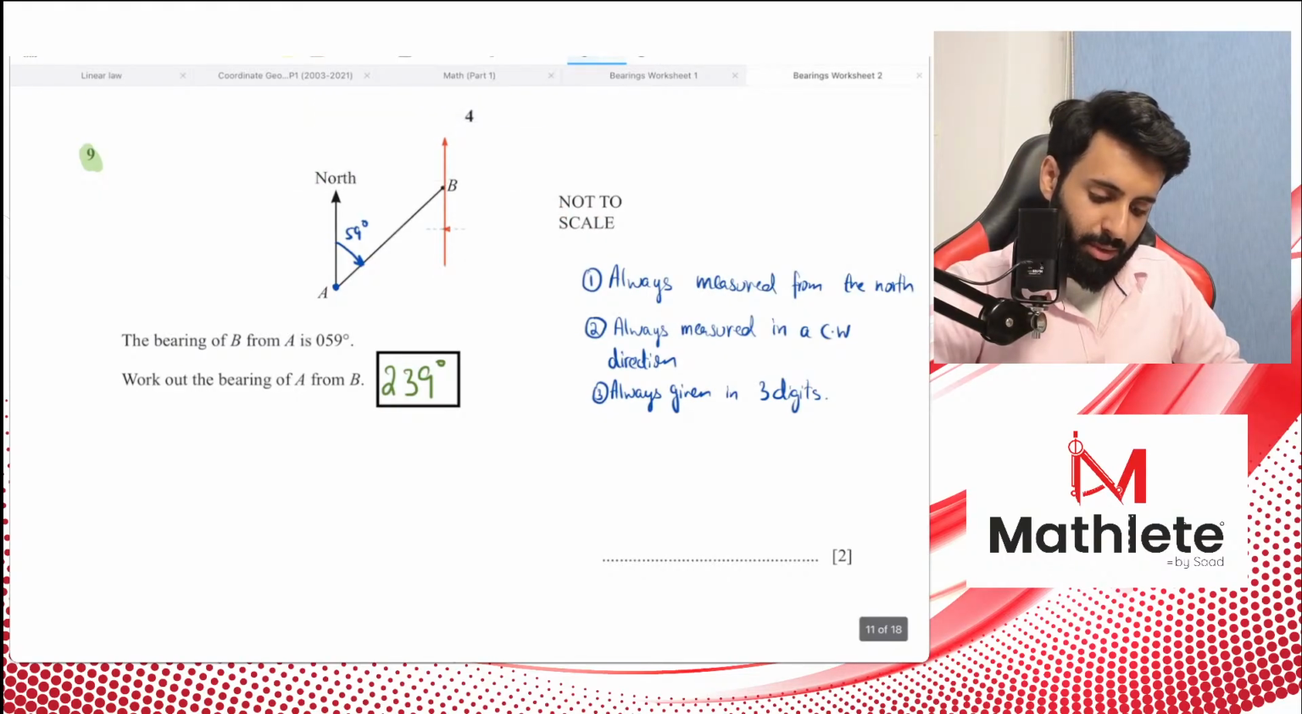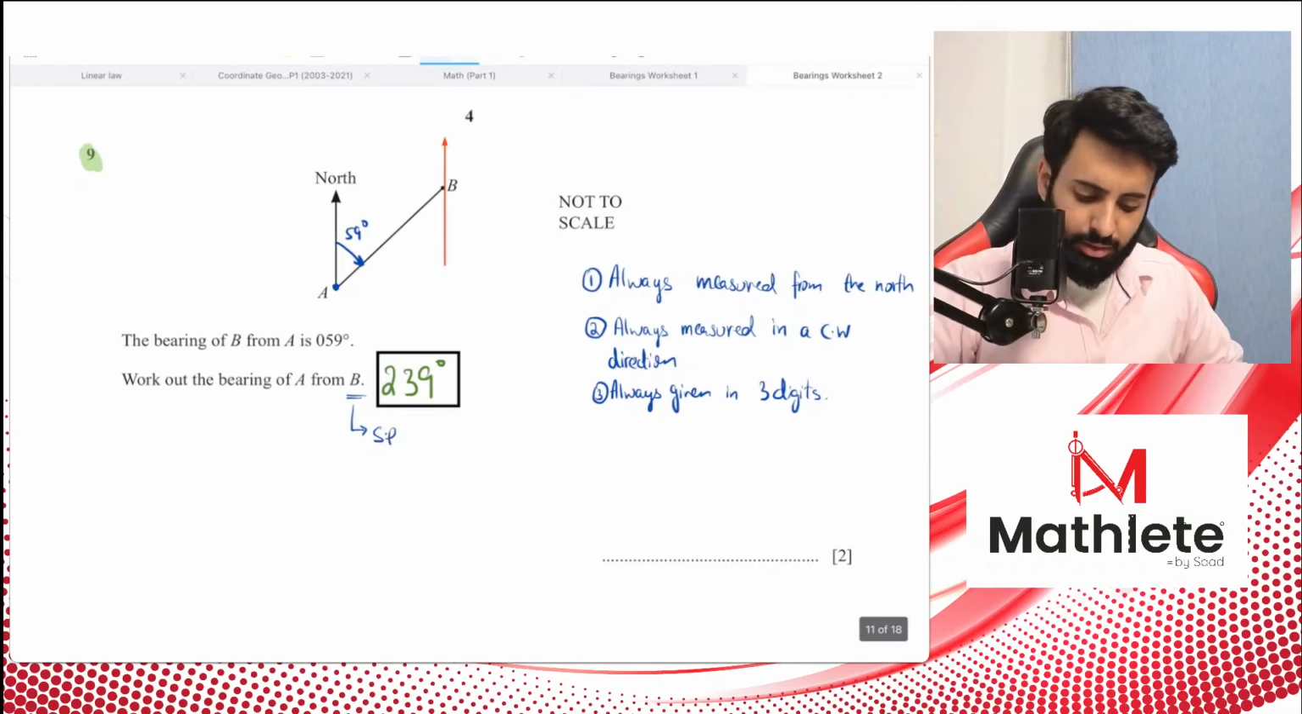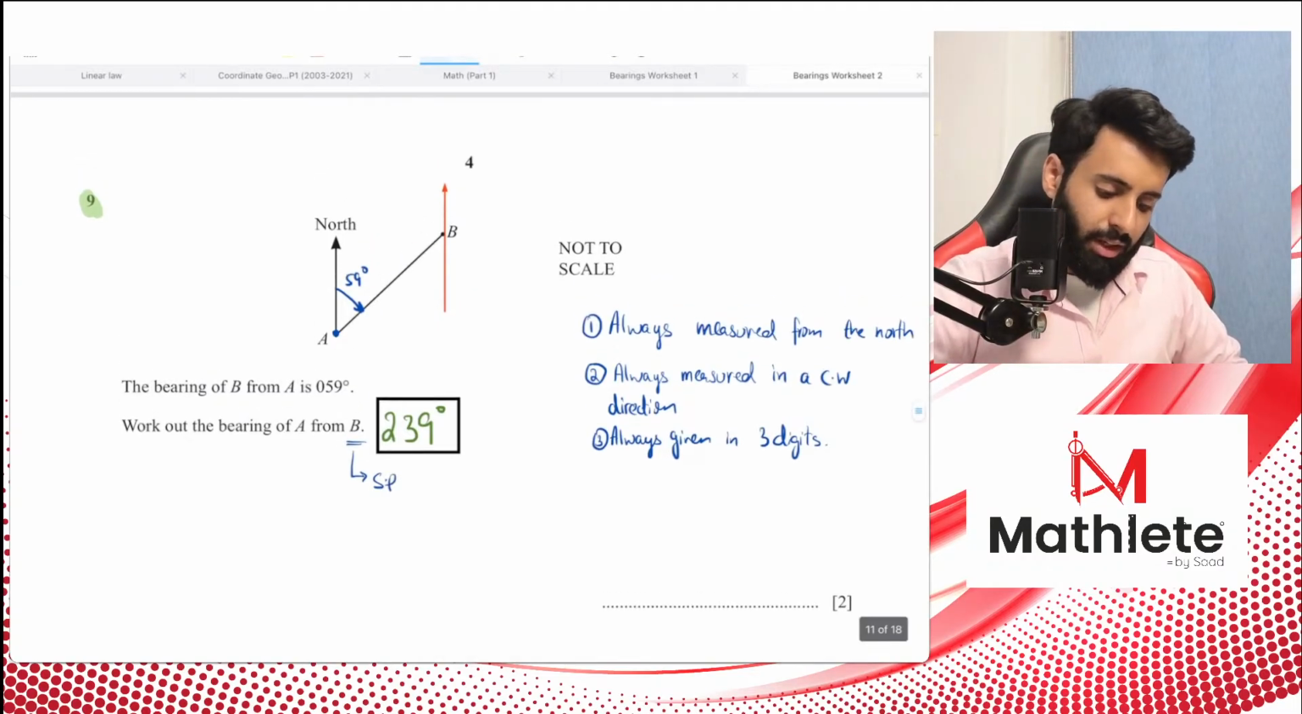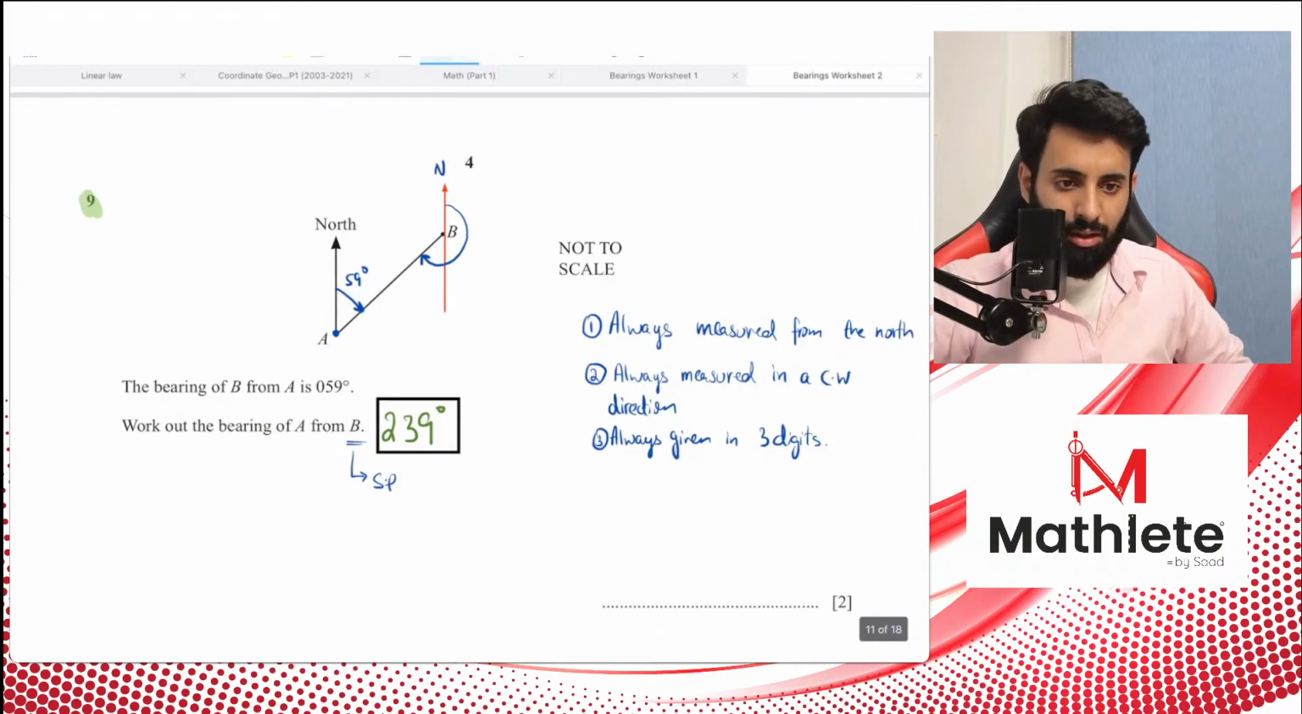Now, finding out the bearing of A from B basically means that B is our starting point. So it's always a good idea to first mark what the starting point is. B is the starting point, and we want to find out in what angle we should steer from B, so that we end up at A.